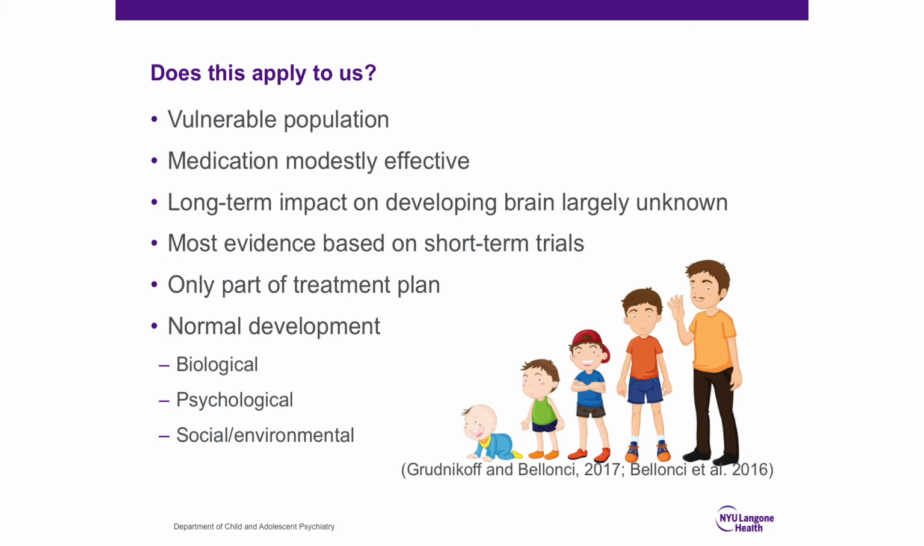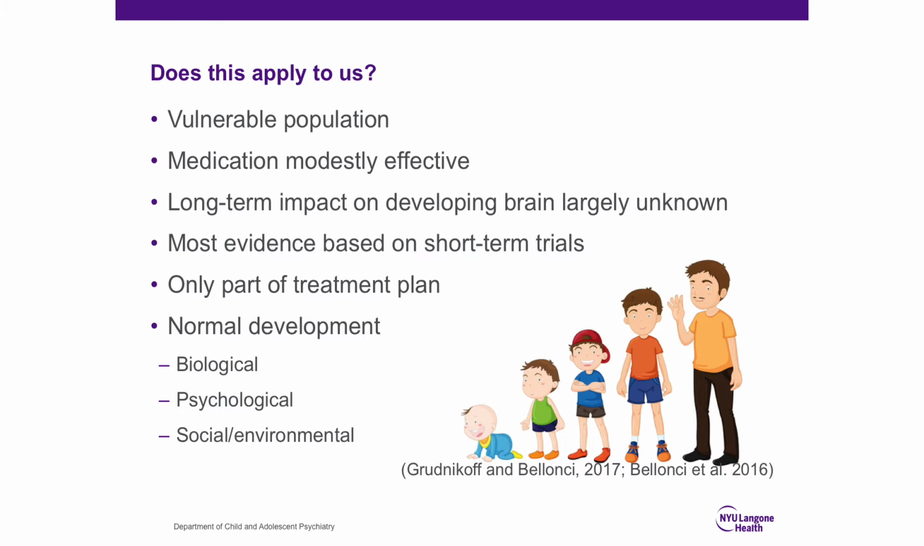One is we deal with a vulnerable population who have limited cognitive abilities, rely on caregivers who may have their own limitations, and have mental illnesses that may impact their emotional and executive functioning. The medications that we prescribe, for the most part, are modestly effective for the indications that we use them for, while at times having serious side effects, leading to a narrow risk-benefit margin in best circumstances. The long-term impact of psychotropic medications on the developing brain is largely unknown.